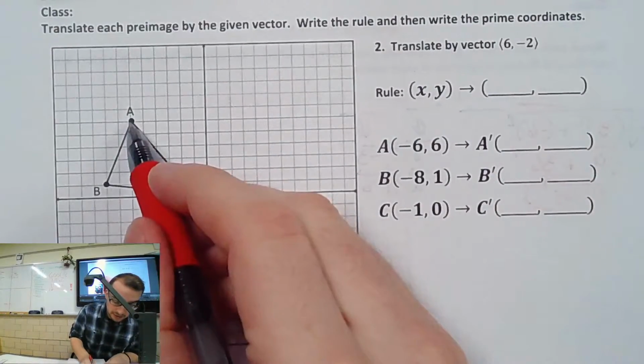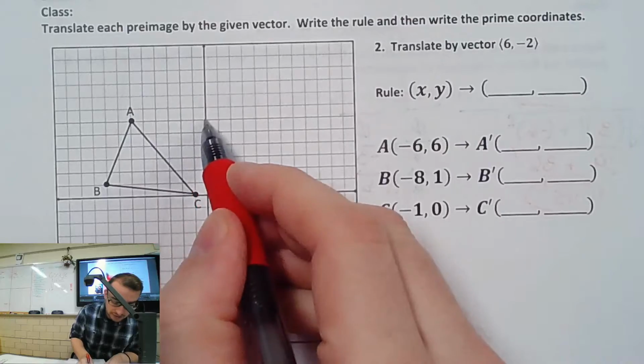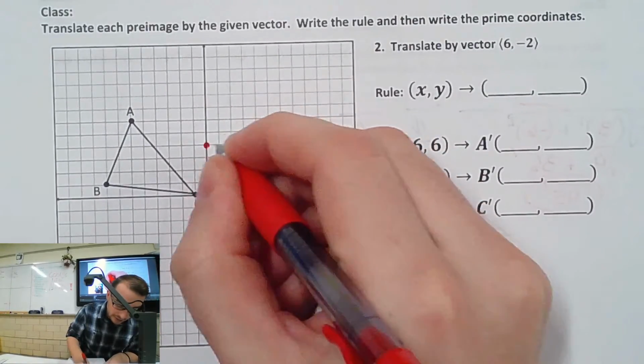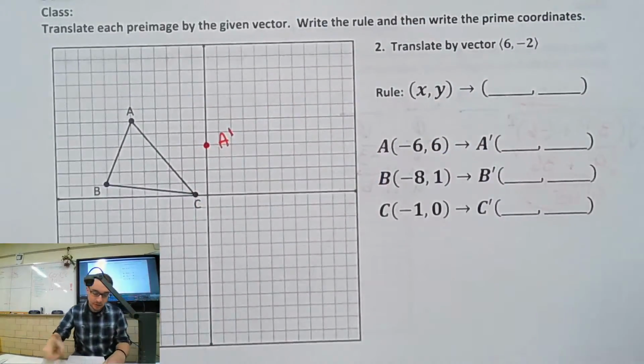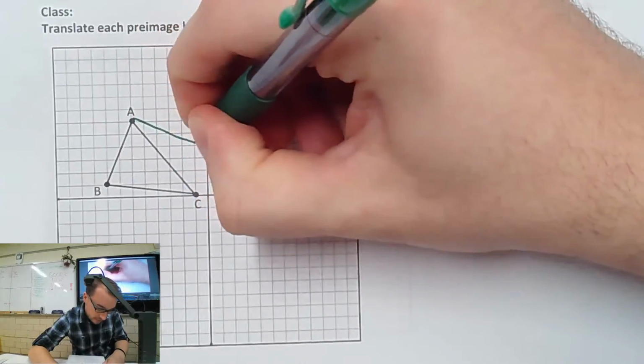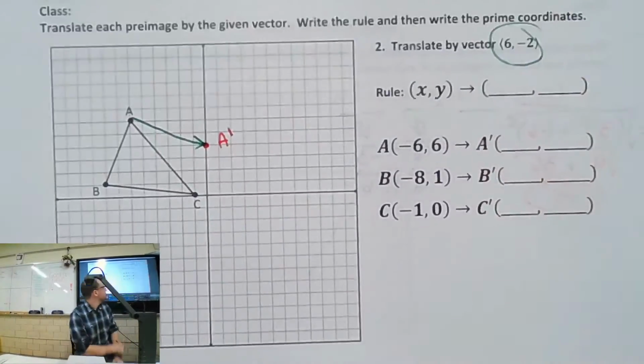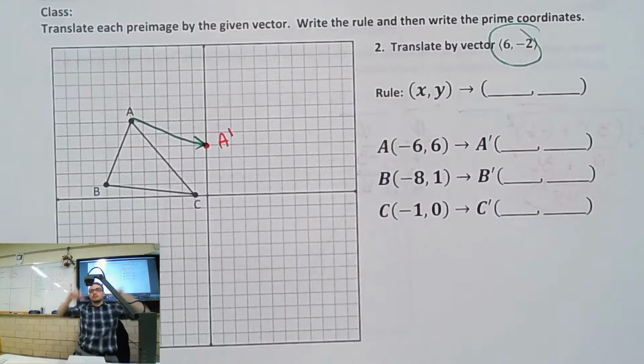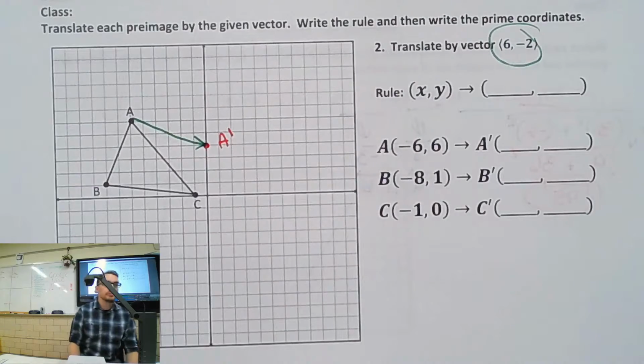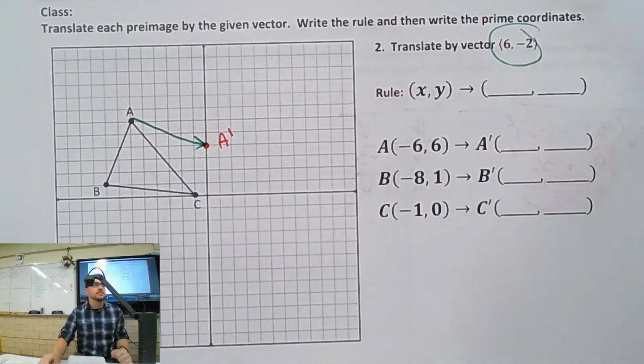So A, 6 to the right, 1, 2, 3, 4, 5, 6, and 2 down is here. So now we're at A prime. The vector that took us there is this green vector right here. This guy, 6, negative 2, right? Pointy brackets. Do we have to draw the vector? Yeah, sure, why not? Do it, please. Just for fun, otherwise it's too easy.